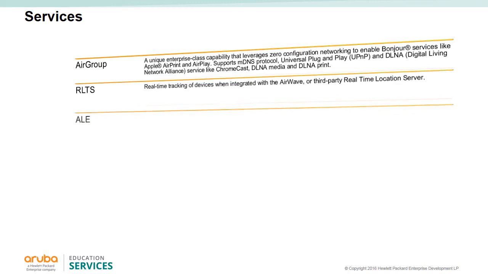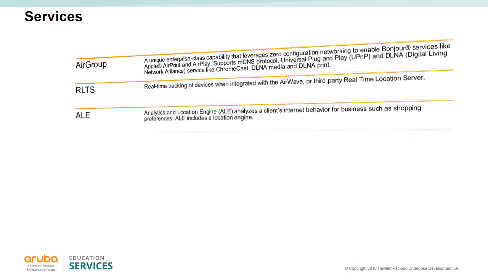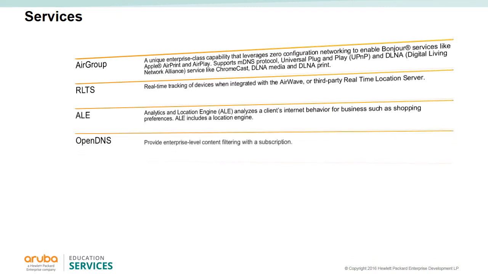ALE, Analytics and Location Engine, is designed to gather client information from the network, process it, and share it through a standard API. The client information gathered by ALE can be used for analyzing a client's internet behavior for business purposes such as shopping preferences. ALE includes a location engine that calculates the associated and unassociated device's location every 30 seconds by default. OpenDNS: subscriptions to OpenDNS provide cloud-based enterprise-level content filtering.